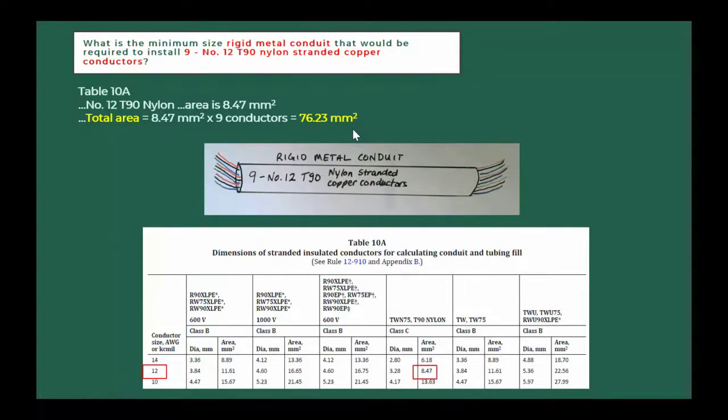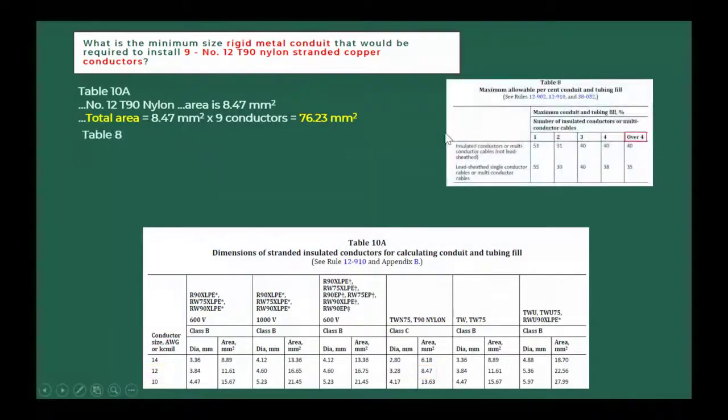Okay, so now that I know the area, I got to know what percent fill. So now from 10A, I'm going to go to table 8. And this one here, this pipe has 9 wires in it. Some over 4, not lead sheet. Okay, not lead sheet, right? This one here is kind of put an X through it. They might still be out there, but I'm not running it anymore, like lead sheet conductors. So I got 40%. Okay, so now I have to go to the table for 40%.